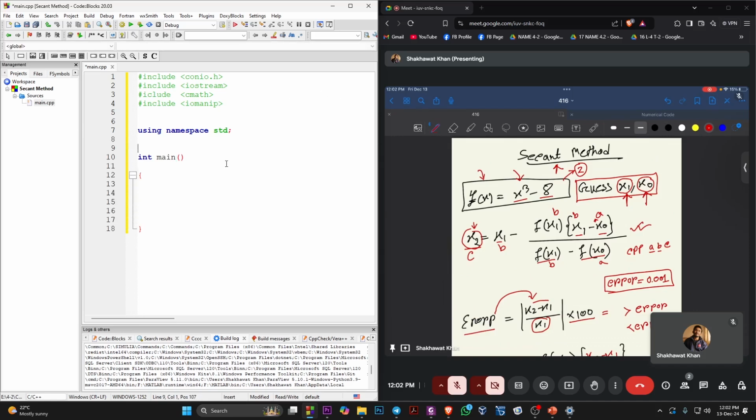Before diving into our main function, I would like to define our problem function in C++. This is double f, with double x. I want to return this value in our main program, using return x into x minus 8.